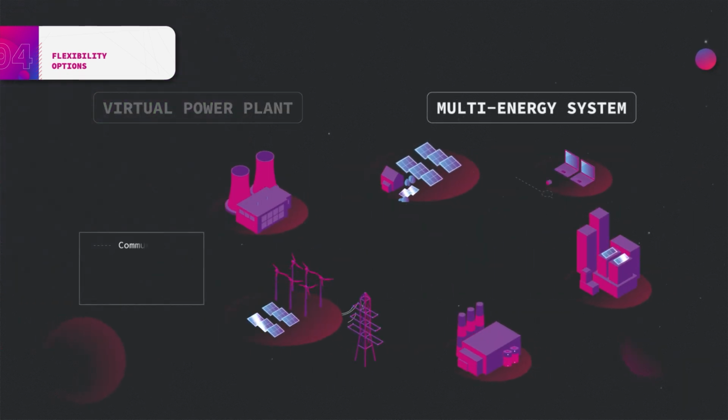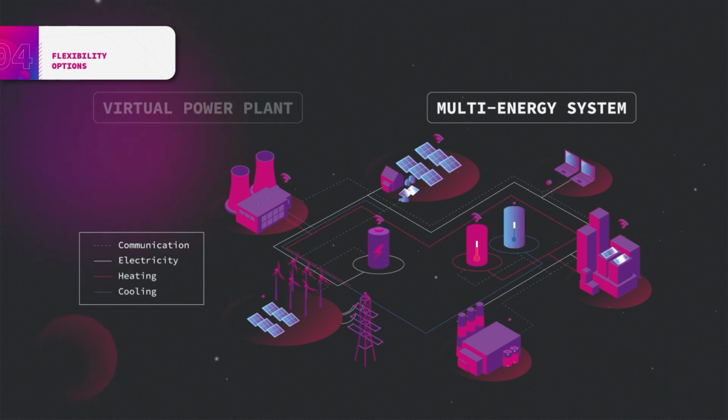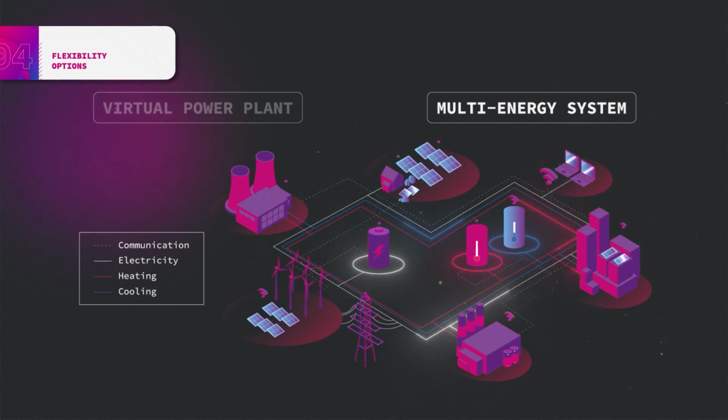A multi-energy system can also enhance the integration of volatile renewable generation. It benefits from available flexibility in networks of other energy carriers. The networks are connected by power conversion units. One example are storage units that can also be implemented in heating and cooling networks. Virtual power plants and multi-energy systems increase flexibility potentials and help to ensure the equilibrium between generation and load.